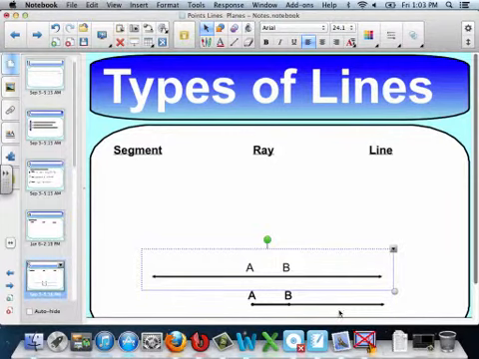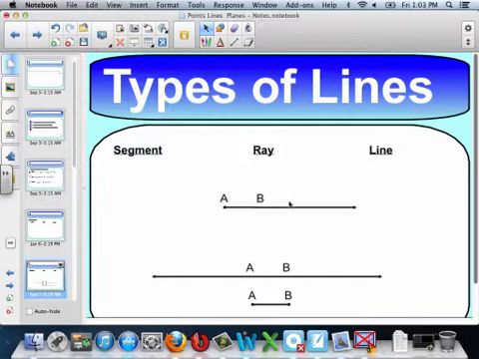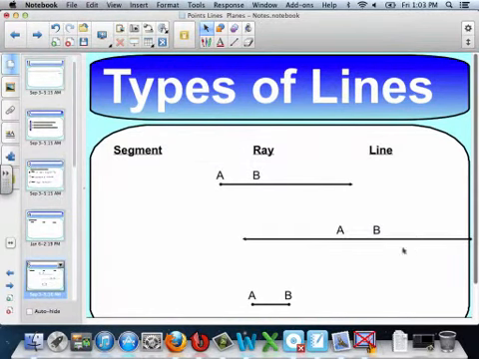So how is that different from a ray? A ray has one endpoint. A line has none, and therefore a segment has two endpoints.